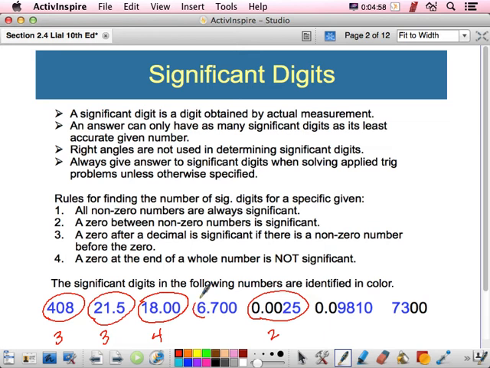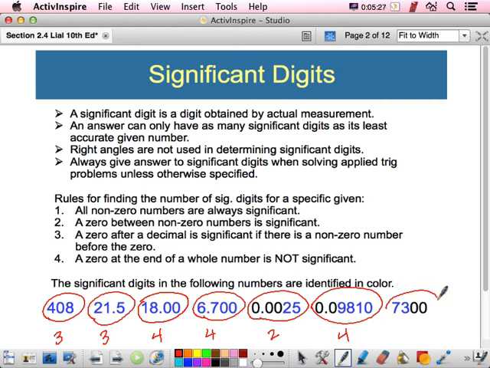But these count. This one has how many? 4, yeah. 6 and 7, and then because there's something before these zeros, they also count. Now this one's kind of interesting because these two zeros do not count as significant digits, but this one does because there's something before it that is. So that one's 1, 2, 3, 4.